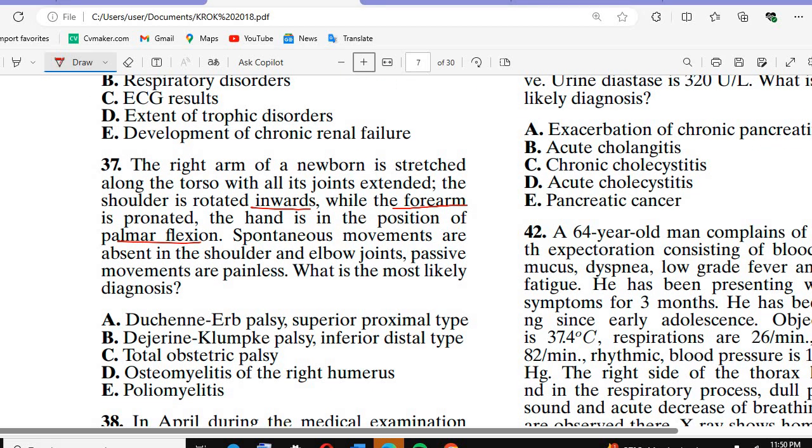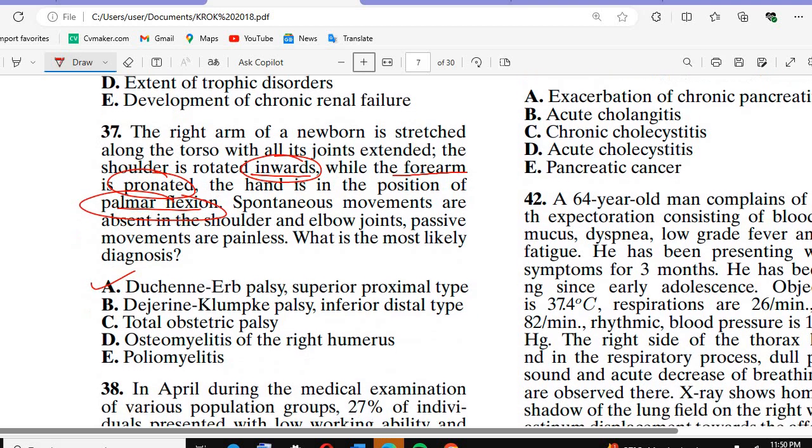The newborn lies along the torso with all joints extended, the shoulder is rotated inward, the forearm is pronated, the hand is in palmar flexion, spontaneous movements are absent in the shoulder and elbow joints, and passive movements are painless. So this is the Duchenne-Erb palsy, superior proximal type, because it involves only the proximal part, it doesn't involve the distal part, so that's why it is the superior proximal type.